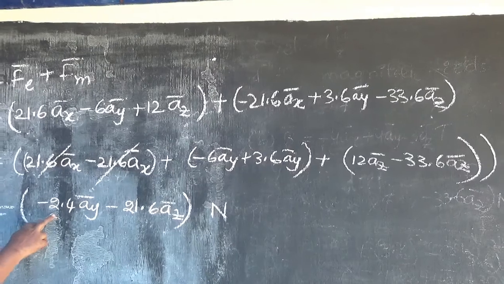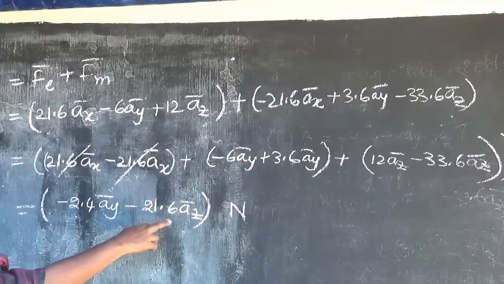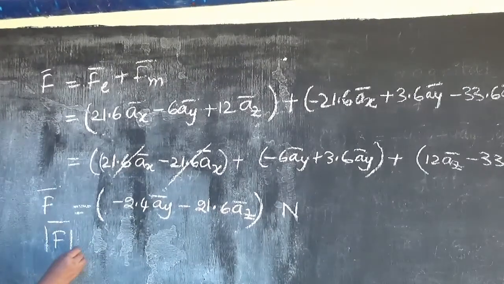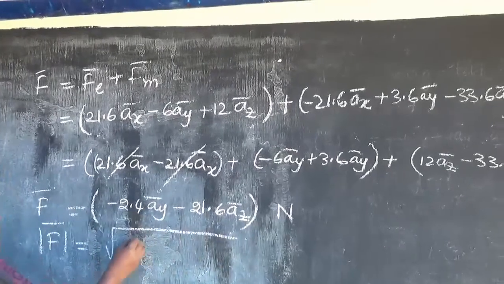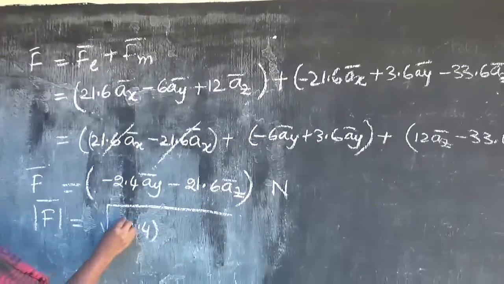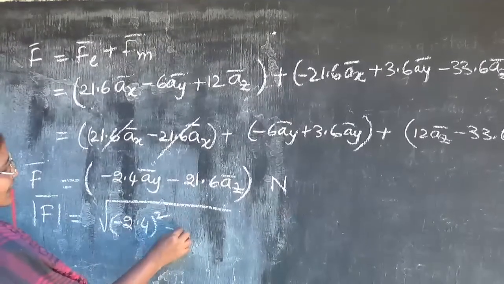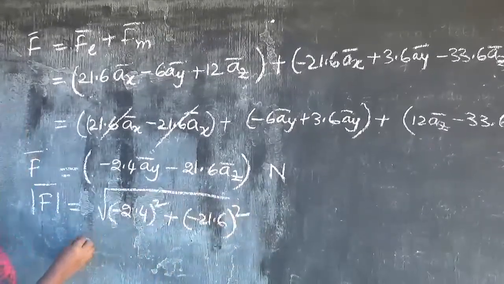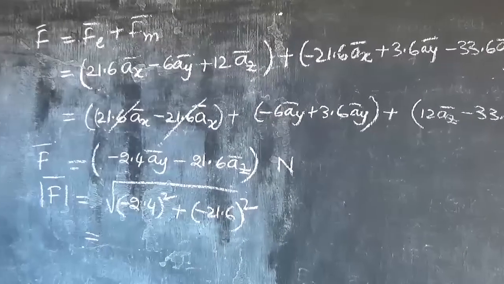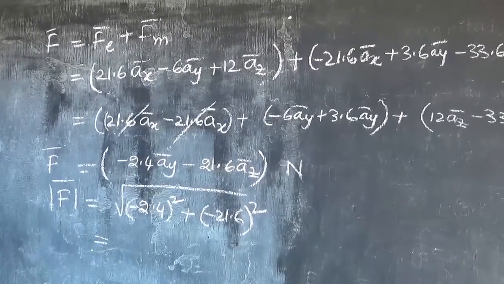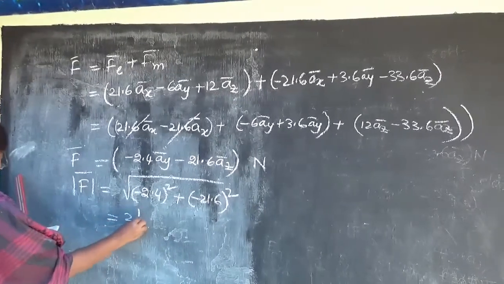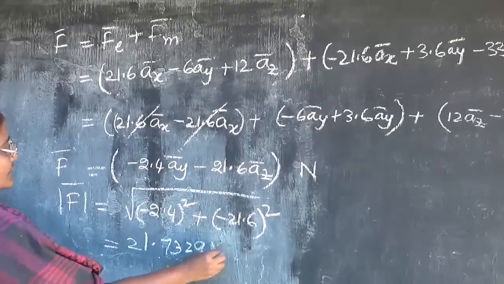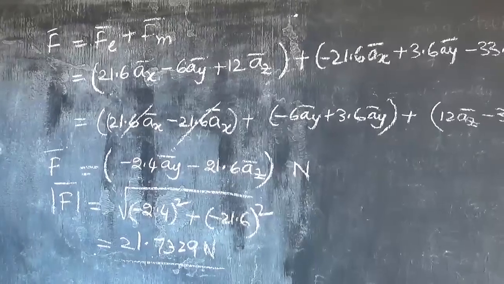So F bar is equal to minus 2.4 Ay bar minus 21.6 Az bar newtons. So to find the magnitude of this total, what we will do? We will take the square of this y component and square of this z component. So what is the answer we will get? So I will give the textbook answer as 21.7329 newtons. You can check this with your calculated answer.